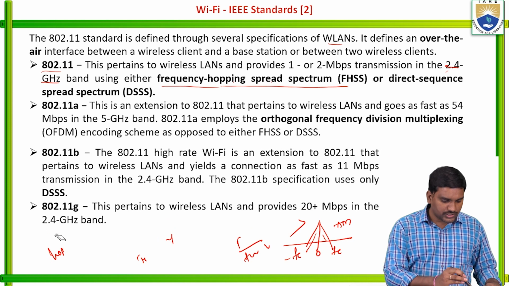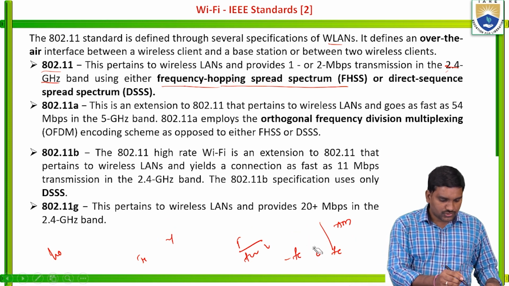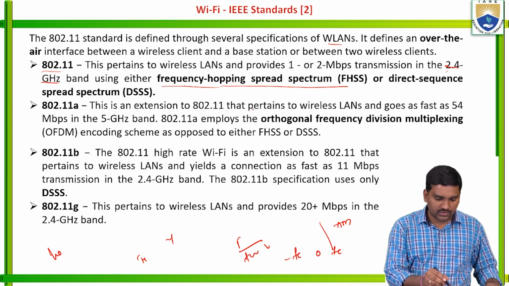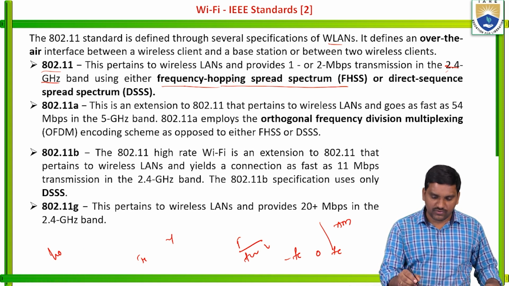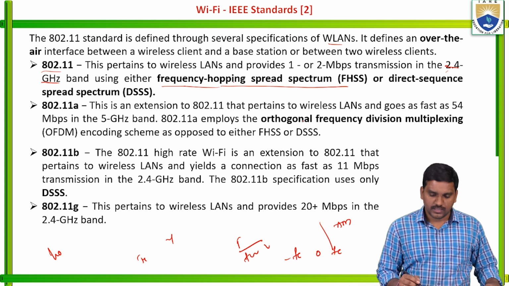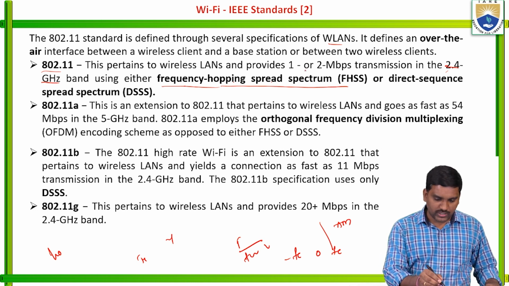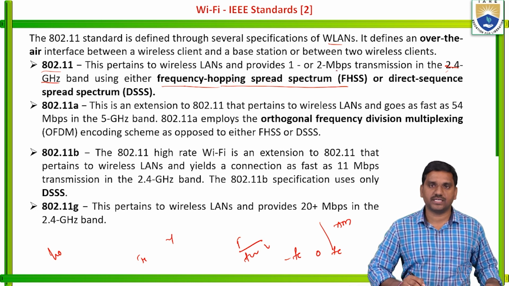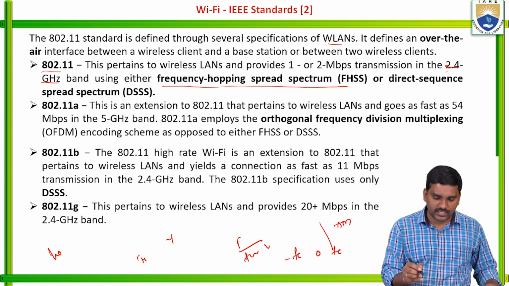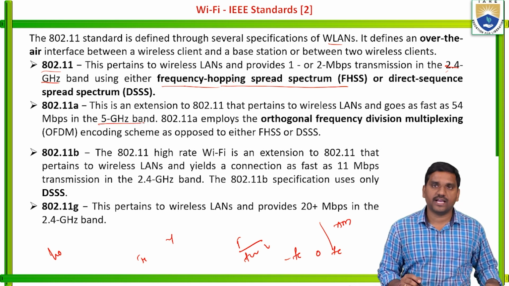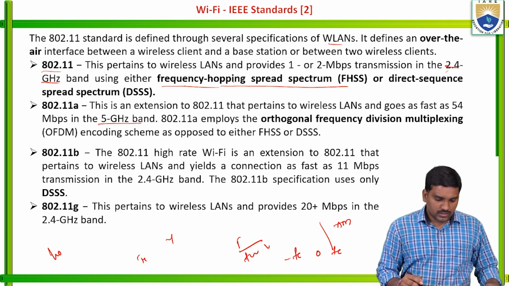Next, move on to 802.11a. This is an extension of 802.11. It pertains to wireless LANs and goes as fast as 54 Mbps. Here, 802.11 offers 1 or 2 Mbps transmission, but 802.11a is as fast as 54 Mbps within the 5 GHz band.